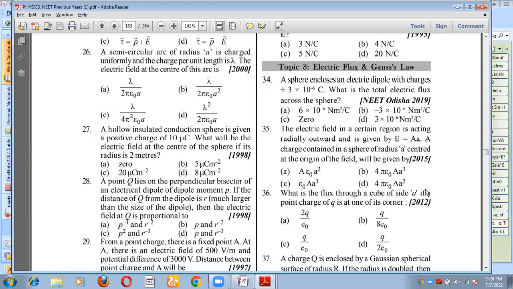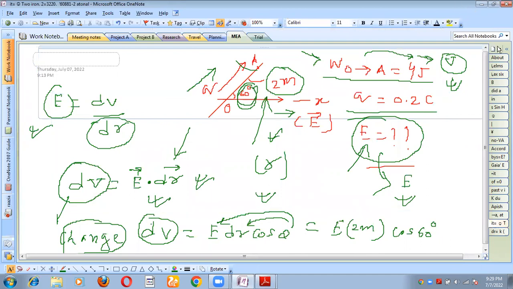In the question, we have been given charge and we have to find flux. So what concept comes to your mind? What should we apply? Gauss law, obviously. Gauss law relates charge and flux. So let us understand the question through a diagram.